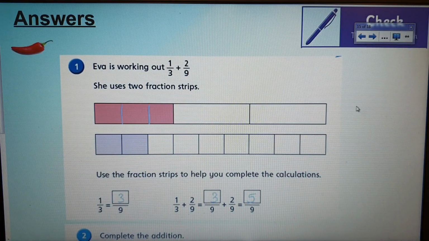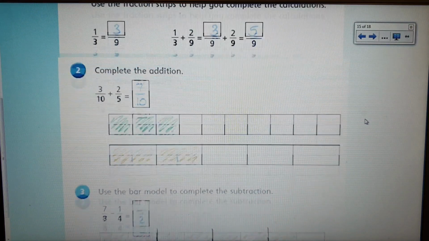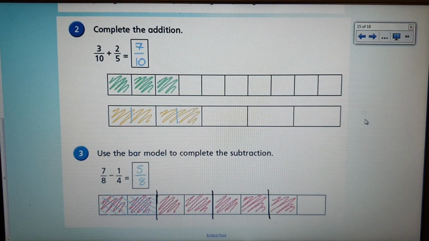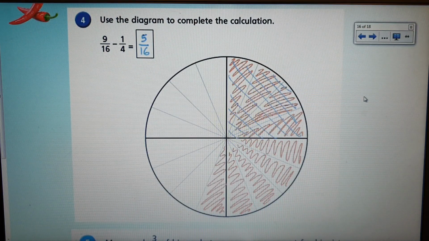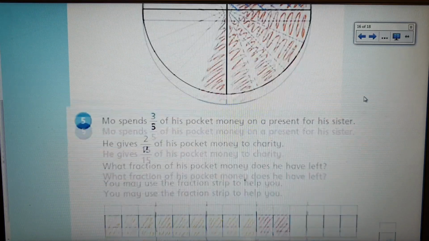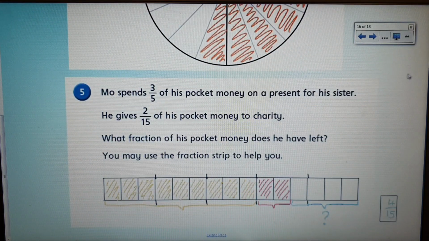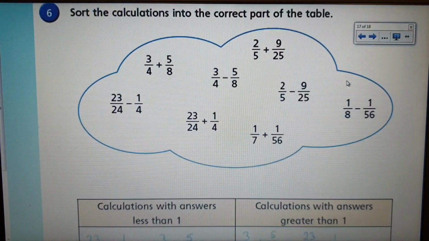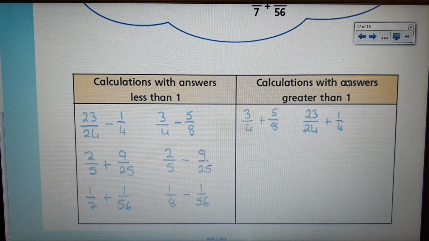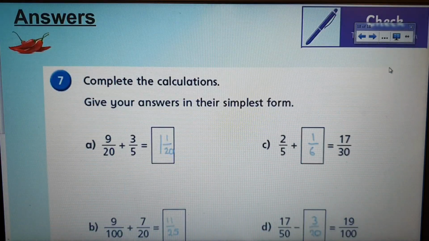So here's our first one. And chili 2. Next part of chili 2. And chili 3. So those are the calculations, and you're sorting them into this table. And the last part, so chili 3.